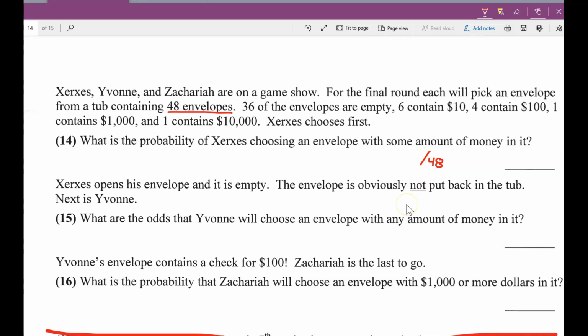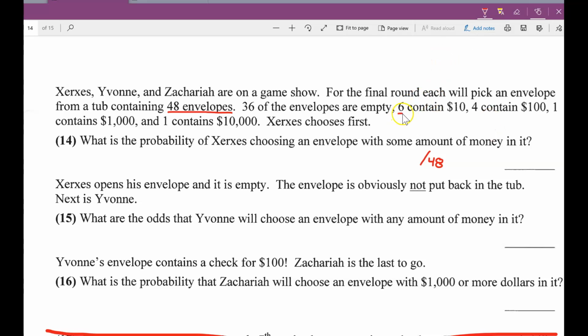And now we need to figure out our numerator. The numerator, as a reminder, is the thing that we want to happen. The thing that allows us to win is going to be our numerator. And in this specific problem, we want some amount of money. It doesn't matter if it's $10,000 or $10 or anything in between. We want to know what's the probability of him pulling any amount of money.